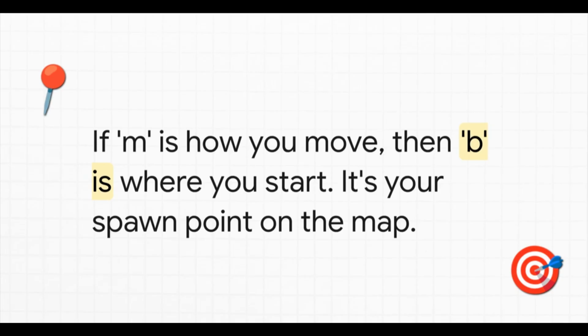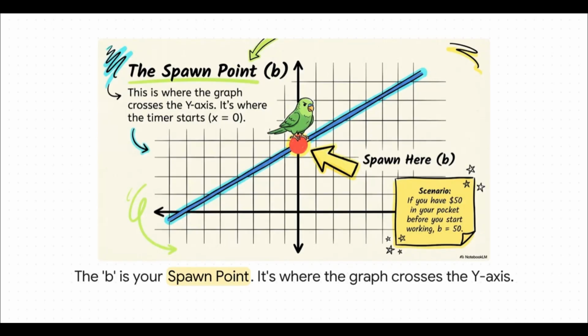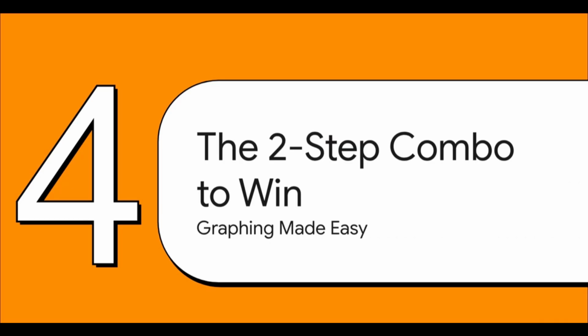Okay, so if m tells us how to move, what does b do? It's even simpler. b tells us where to start. That's exactly it. The b value is your spawn point. It's the exact spot on that vertical y-axis where your line pops into existence right when the game starts at x equals 0. So just remember, b is for beginning. Simple.